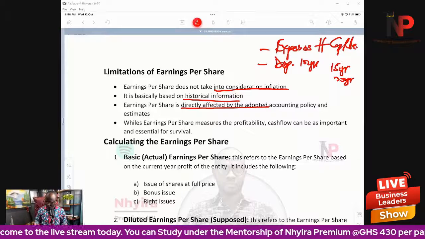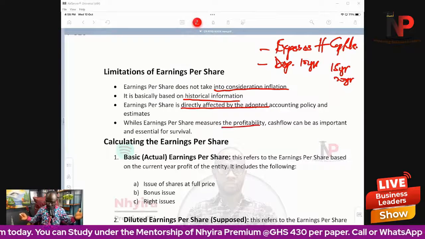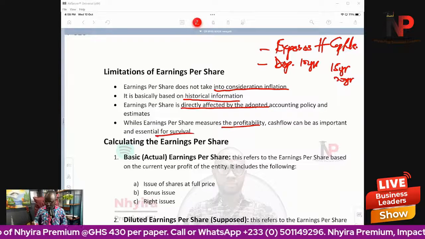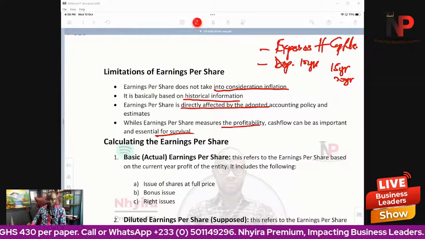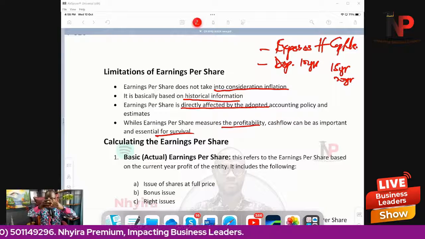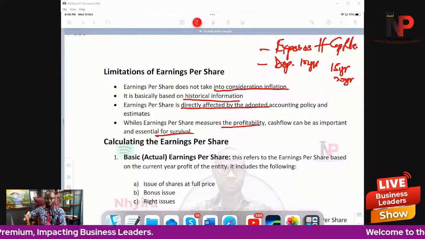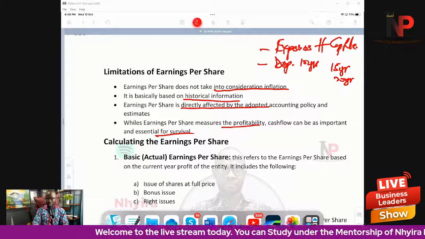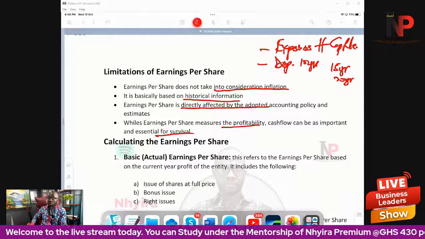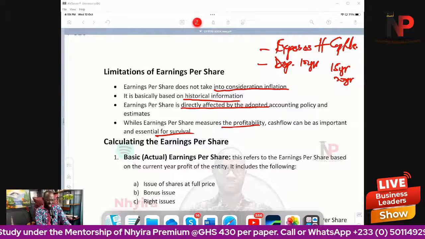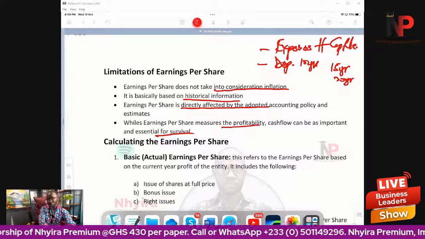Then, whilst earnings per share measures profitability, cash flow can be as essential for survival. Now remember, the fact that the company has an earnings per share of $2, or the earnings per share has increased year on year by, let's say, 50% or 30%, that doesn't mean that the entity has the cash to actually survive. So earnings per share doesn't mean the company has money to operate into the foreseeable future.